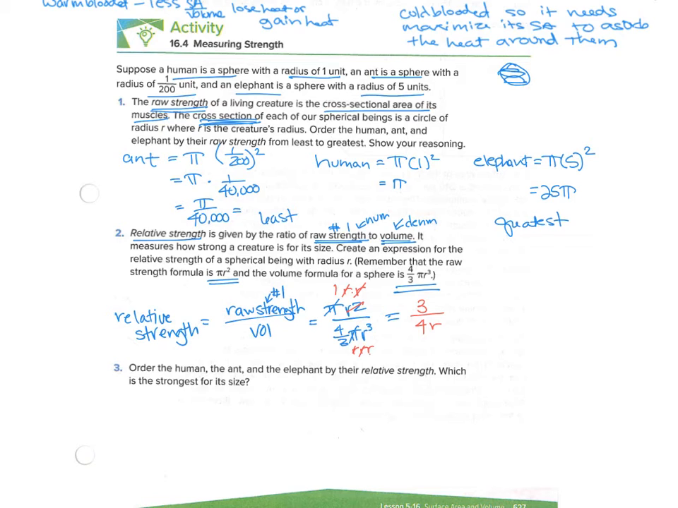If I really lost you in the algebra, please come to office hours and we'll talk about it. But this is my formula for relative strength. So let's take a look at number 3. It says order the human, the ant, and the elephant by their relative strength, that was the formula for relative strength. I think I said raw. Relative strength, that's what we just found in number 2. This is how strong they are for their size.